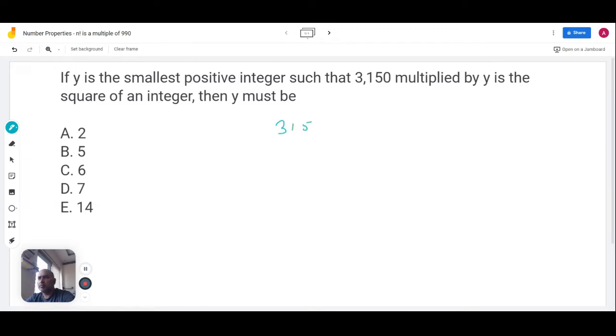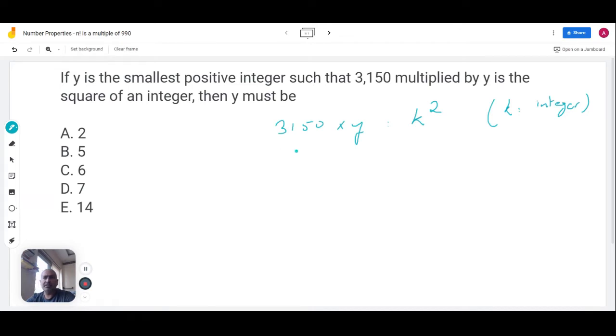3150 multiplied by y is the square of an integer. This is equal to k square, where k is some integer. And y is the smallest such positive integer. Wonder why that's relevant.